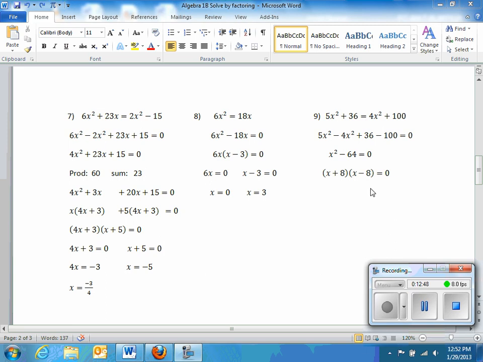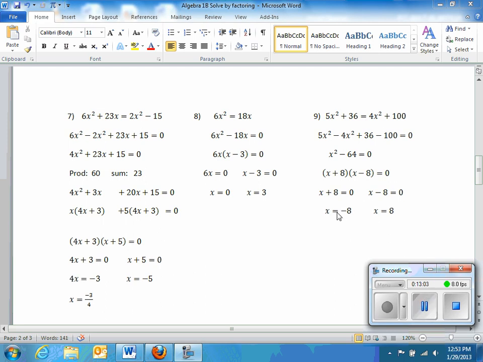Now you have to set each factor equal to 0 and then solve those little equations. Solve this equation, it'll just move 8 over, so x equals negative 8. Here you'll move negative 8 over, so x equals positive 8. So our solutions are x equals negative 8 and x equals positive 8. The remaining problems will be going a little bit faster.